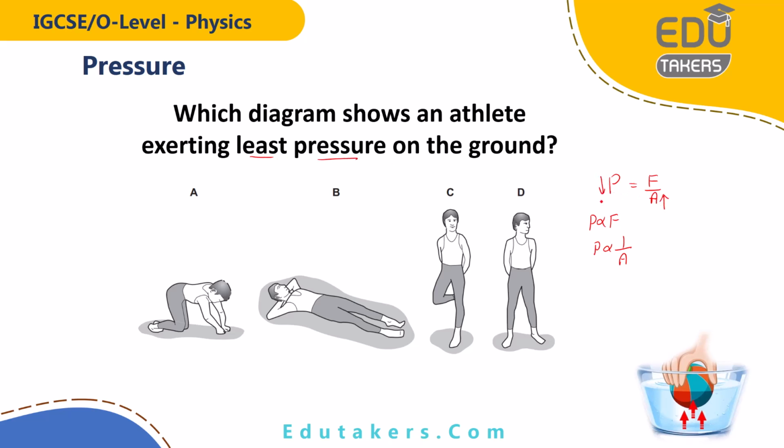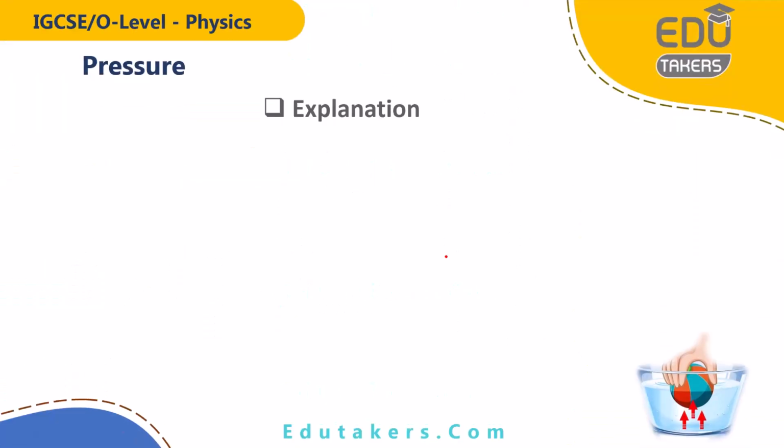is large. You can see in figure B, the athlete is lying horizontally. In this figure, the pressure is smaller because here the cross-sectional area is larger. It means that it's athlete B for which the pressure is least. If we talk about A, C and D, in all of these cases the cross-sectional area is smaller, due to which the pressure is larger. So let's see the answer and explanation for that.